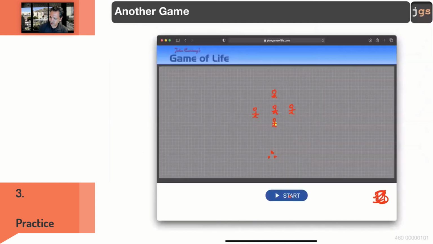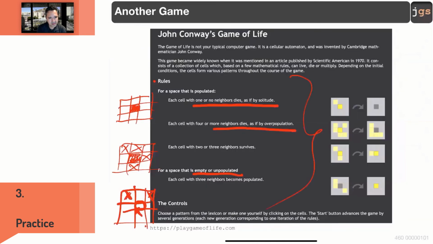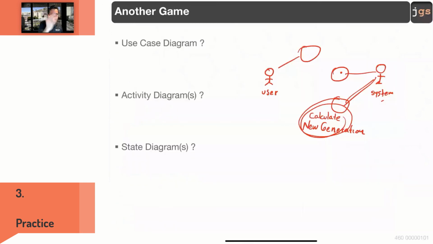Because I show you all these rules. And maybe the main question here is, those rules, all this information here, should be in the use case diagram, or maybe in an activity diagram, or maybe in a state diagram. Rules, where they should be, how they should be represented. Calculate the neighbors, count the neighbors, all of that. They are activities or they are requirements.